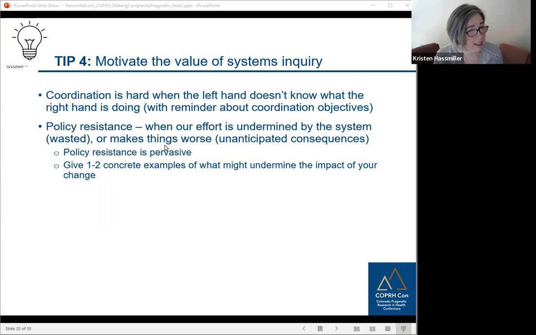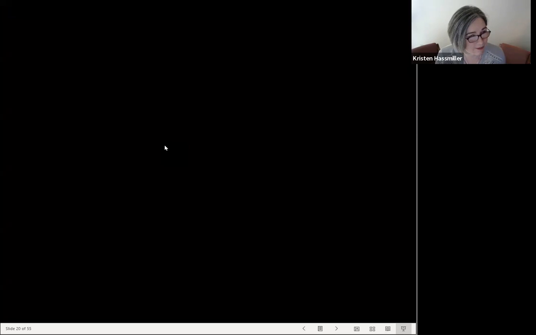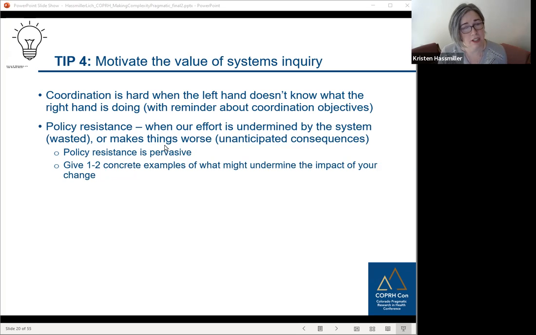So we need the siloing, but we also need to make sure that we have people and methods that help see the holes, W-H-O-L-E-S, right? And so systems inquiry is really needed in addition to all that we're doing to strengthen the pieces, to make sure that we have some kind of coordination, especially when our change initiative is really focused on some kind of coordination objectives.